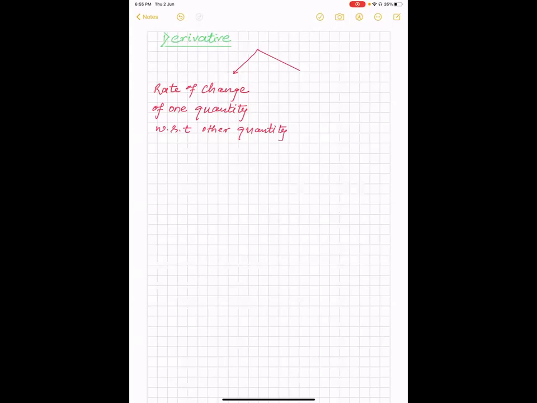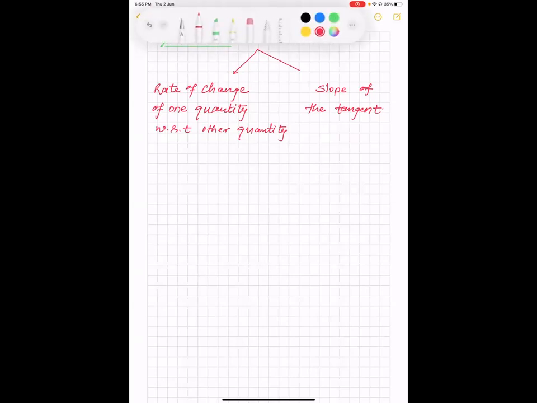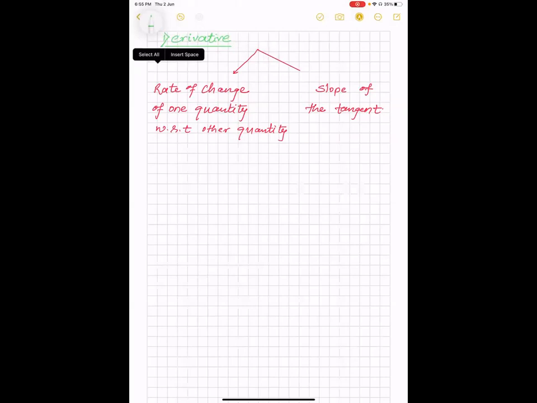Now, when I say geometrical meaning, it is nothing but basically the slope of the tangent. One should know both of these meanings because this will be helpful in a chapter called application of derivative. So derivative means rate of change of one quantity with respect to the other quantity, and another meaning of derivative can be slope of the tangent. Now let us try to understand each one of these meanings one by one. When I say rate of change of one quantity with respect to another quantity, let's take an example.